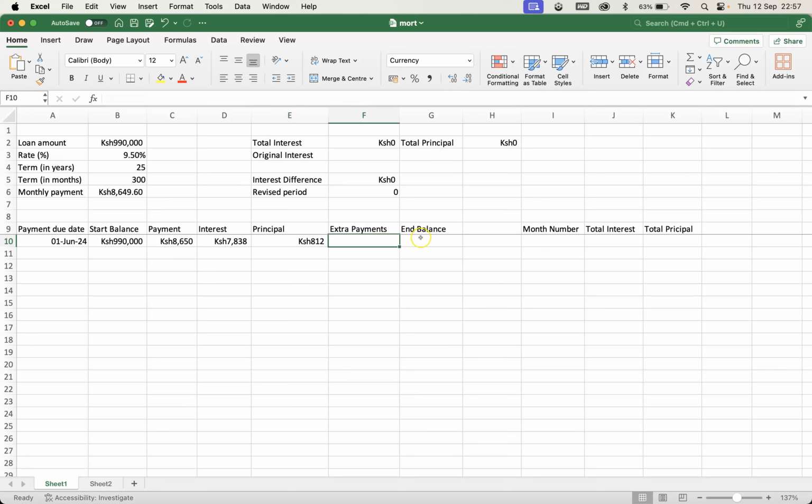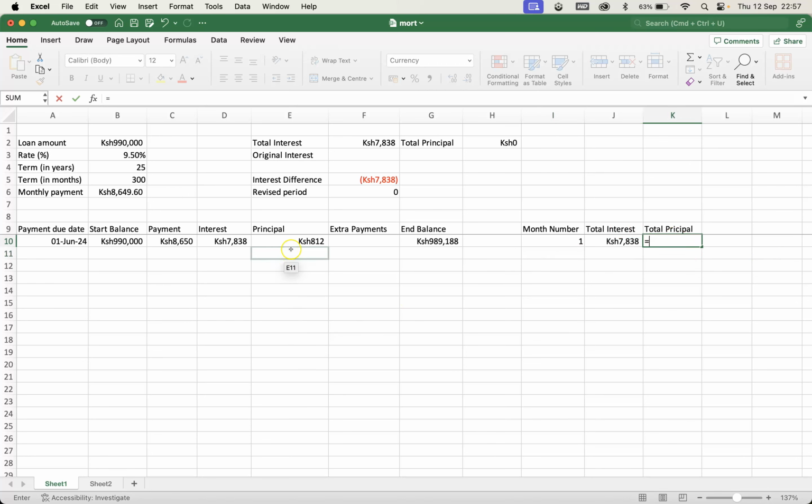We're going to skip extra payment, and the end balance here will be equal to B10, which is the amount subtracted by the principal minus extra payments. I'll skip this just for the sake of giving us some room. And for the month, number one up to 300, because that is the number of months that we're going to work on. And then this will be the total interest, which is D10. The principal goes to the principal you pay here plus the extra payment. This is now the calculations of this first line.